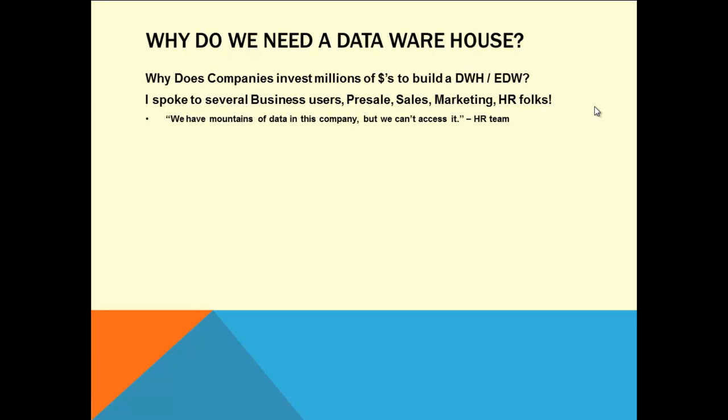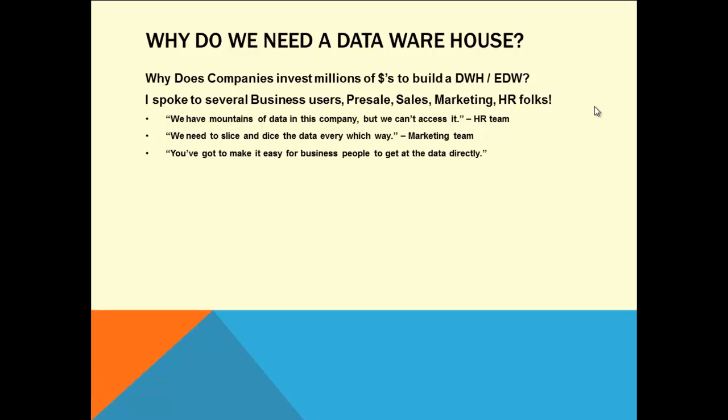The answers are here. We have mountains of data in this company, but we can't access it. This is what an HR team says. We need to slice and dice the data every way possible. A marketing person says he needs it because he wants to understand the customer's mind, only then can he market properly. You have got to make it easy for business people to get at the data directly. That is also told by one of the persons.